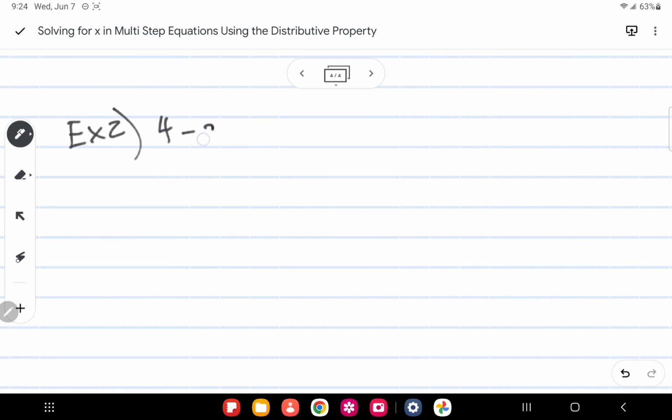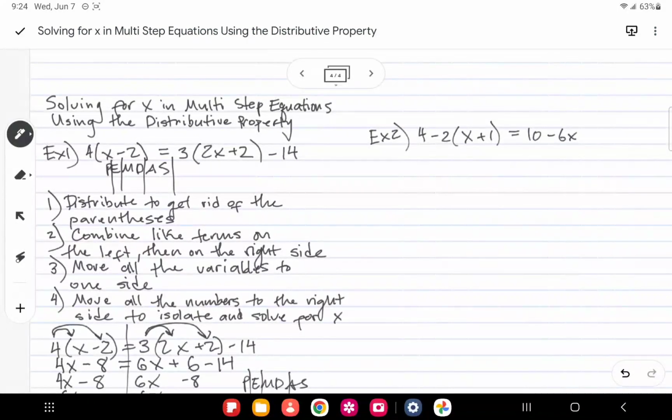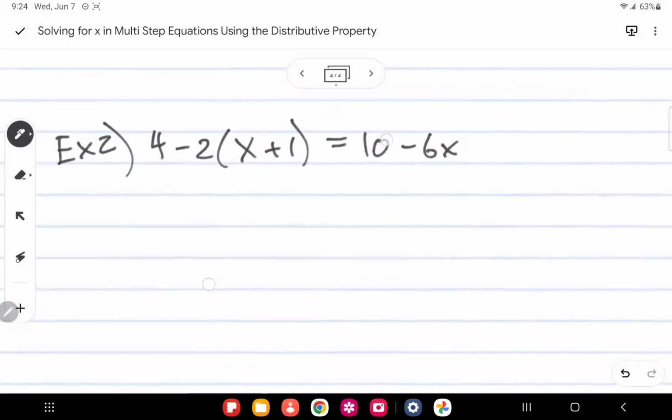Example 2: 4 minus 2 times the quantity x plus 1 equals 10 minus 6x. Okay? Now, you're more than welcome to pause this video if you'd like to go over it yourself. And once you're ready to go over it with me, you can unpause the video and go over it with me. So moving on to this, first step, always, is distribute to get rid of the parentheses.